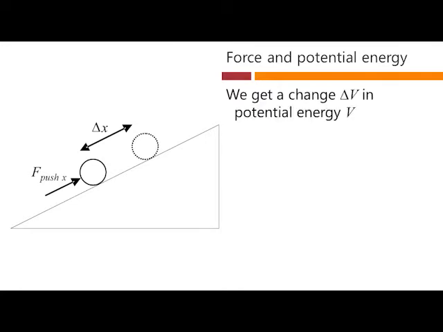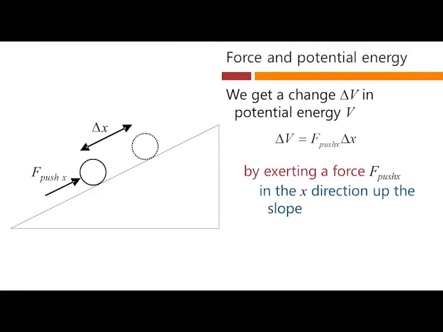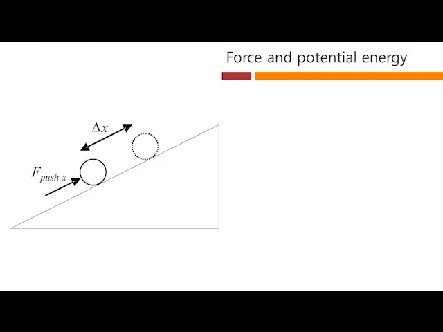And as we do this, we're going to get a change delta V in the potential energy V. And that is going to be the product of the amount of force that we are pushing with times the delta x, the amount we change the position in the x direction as we move up the slope. So the change in potential energy is the force times the distance, all in the same direction.